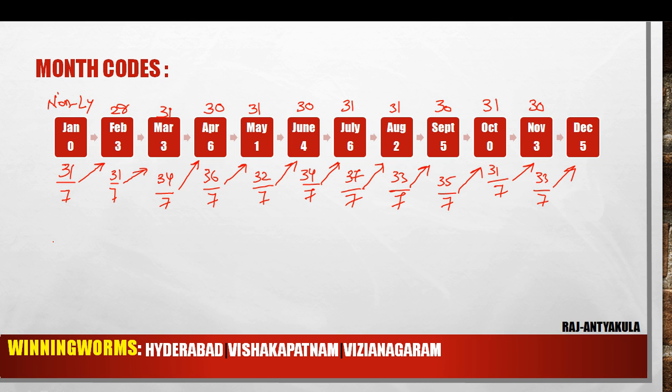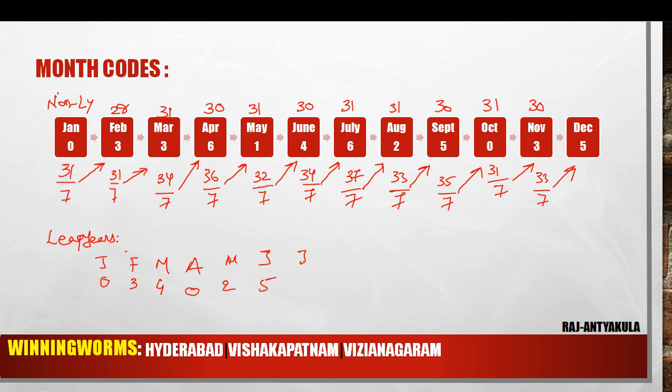For leap years, what is the month code? There won't be any change in January. January will have 0. February will have 3. Whereas February contains 29 days, so 1 day will carry forward. So for March, the month code will be 4. And for April, you will get 7; 7 divided by 7, remainder is 0. For May, you will have 2. And for June, it will have 5.